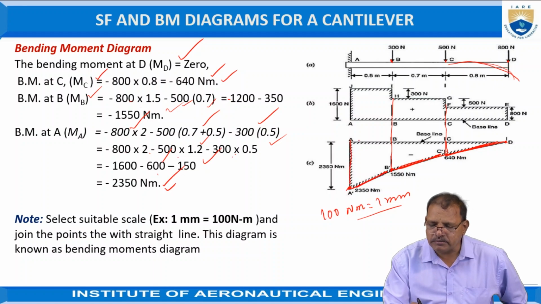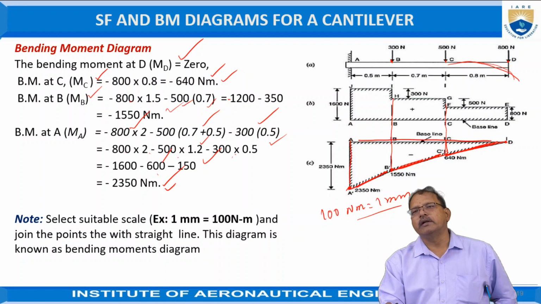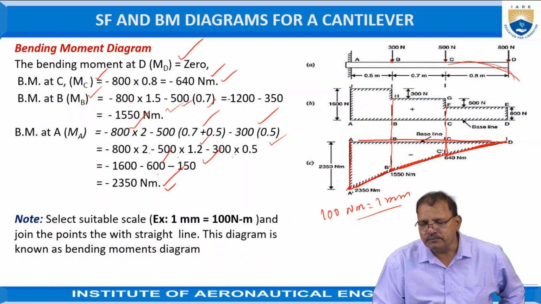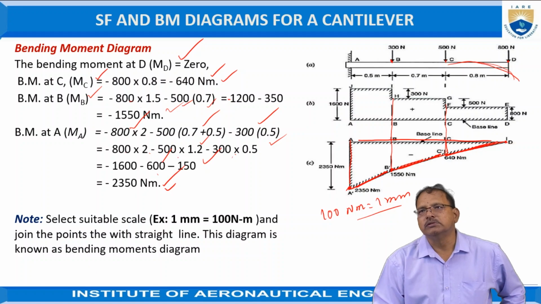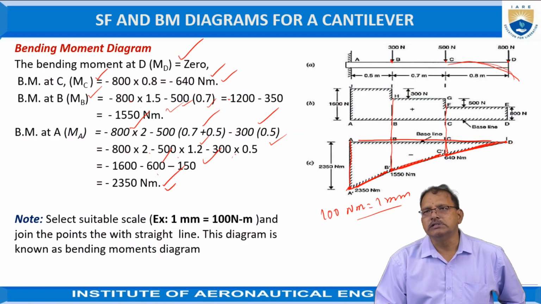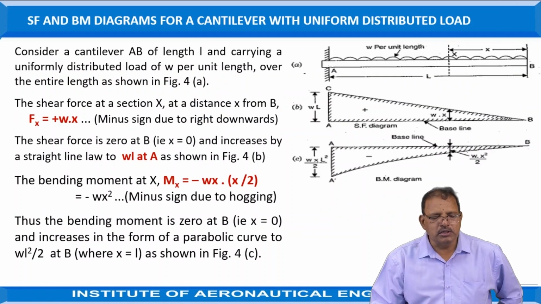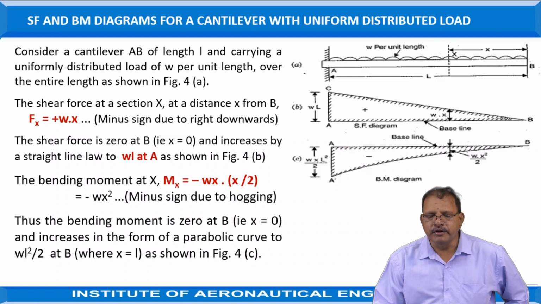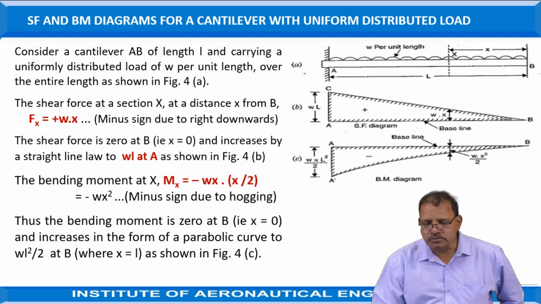So this diagram represents the bending moment diagram for the cantilever beam when it is subjected to 3 point loads of 800, 500 and 300 Newton respectively. Now the shear force and bending moment diagram for the cantilever when it is subjected to a distributed load.